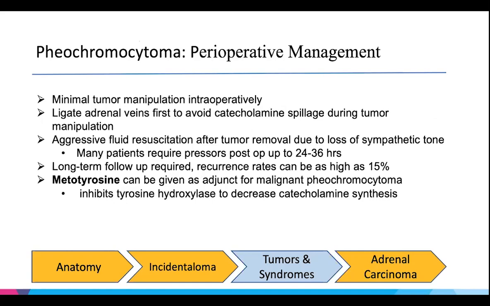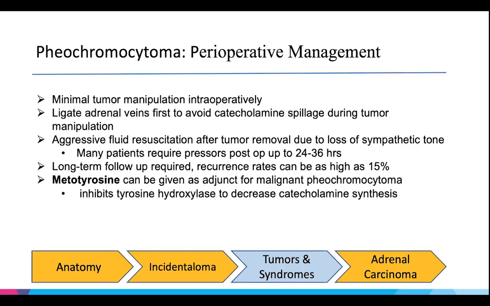So continuing with perioperative management, you want minimal tumor manipulation intraoperatively to not precipitate catecholamine release. Ligation of the adrenal veins first to avoid that catecholamine spillage during tumor manipulation. You want aggressive fluid resuscitation after tumor removal due to loss of sympathetic tone. Many patients are going to require pressors post-op for up to 24 to 36 hours.